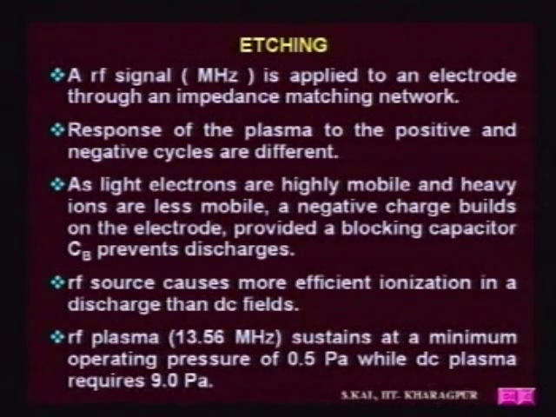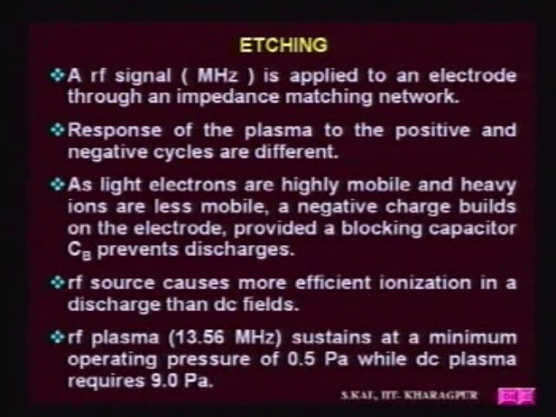An RF source causes more efficient ionization in discharge than DC fields. If an RF source of 13.56 megahertz is used, the plasma sustains at a minimum operating pressure of 0.5 Pascal, while DC plasma requires 9 Pascal. So this particular point is very important. Because of that reason, RF plasma is much more popular than DC in VLSI dry processing.